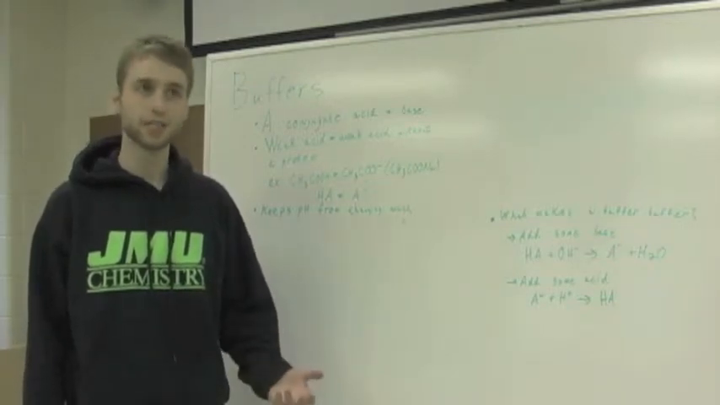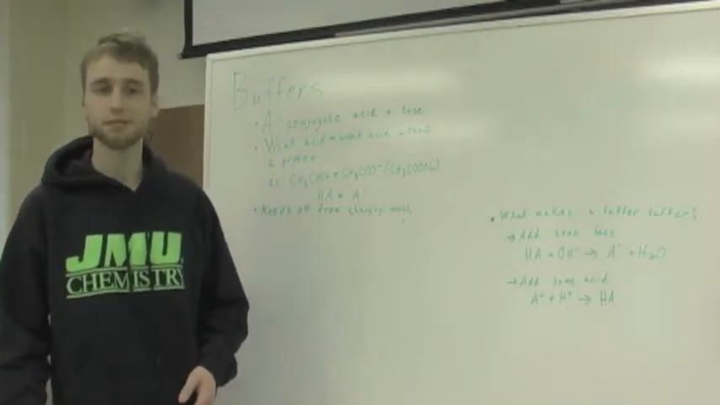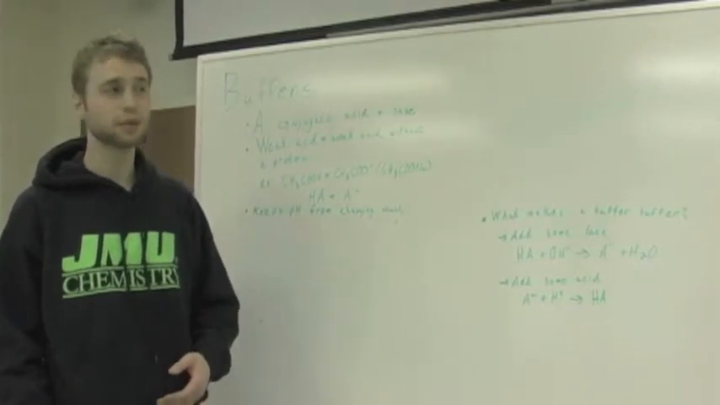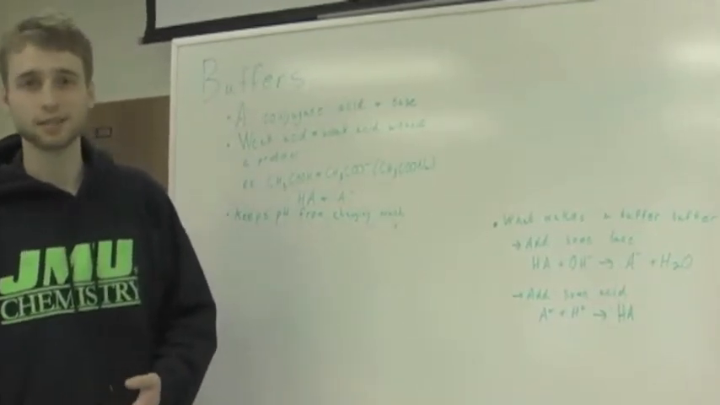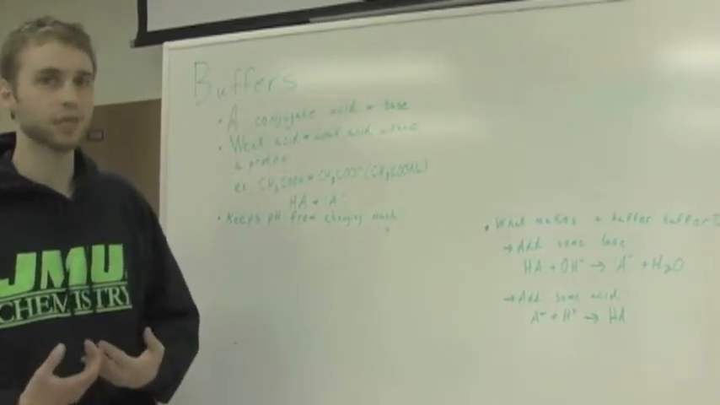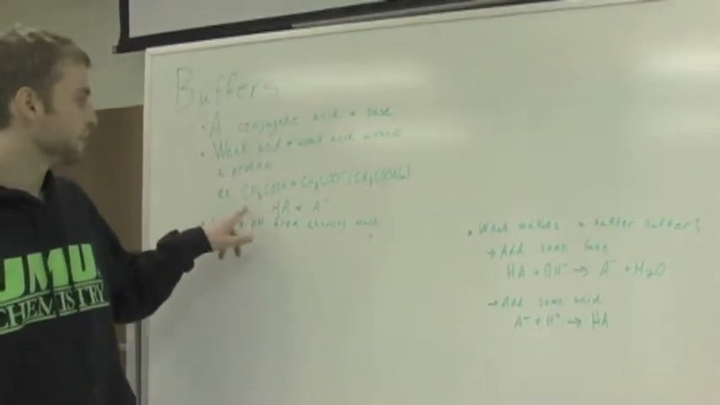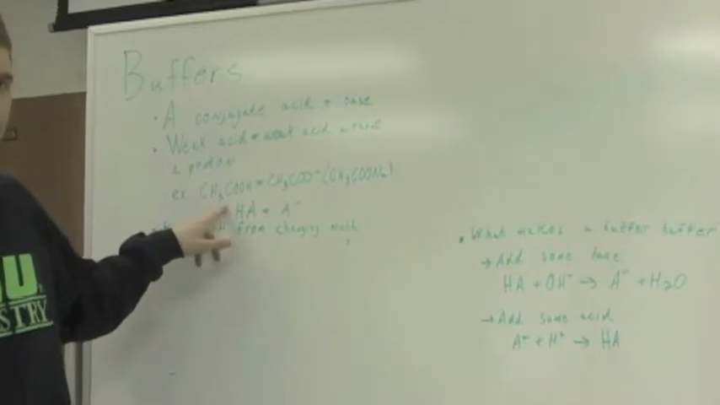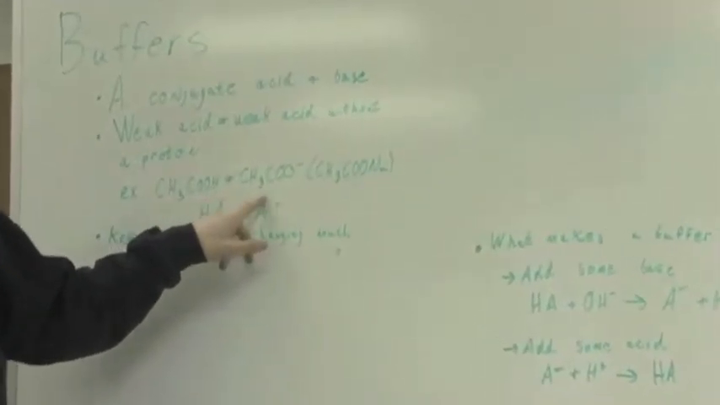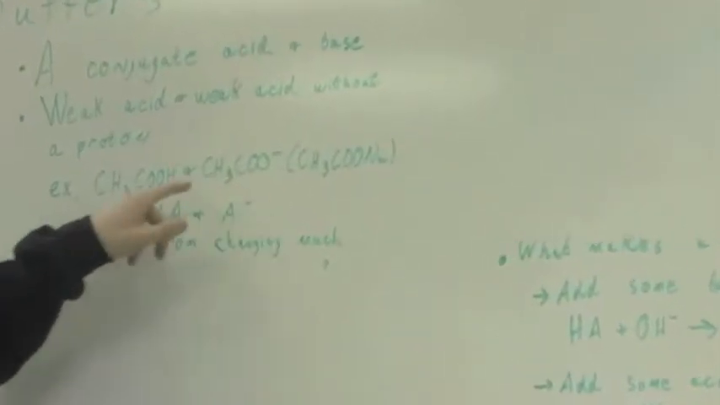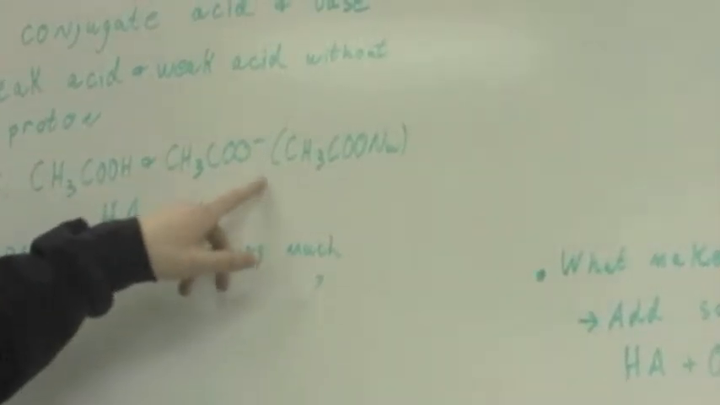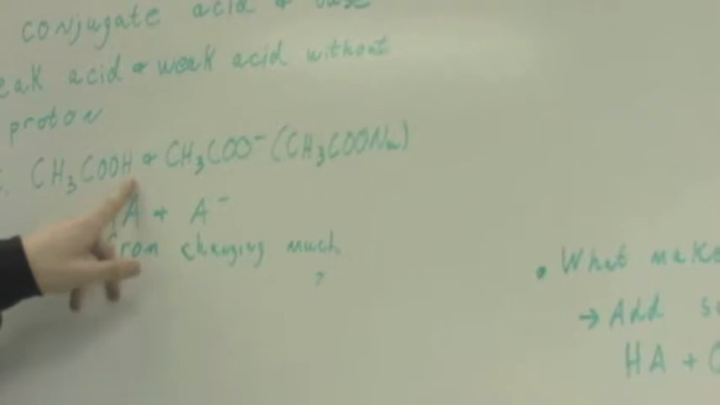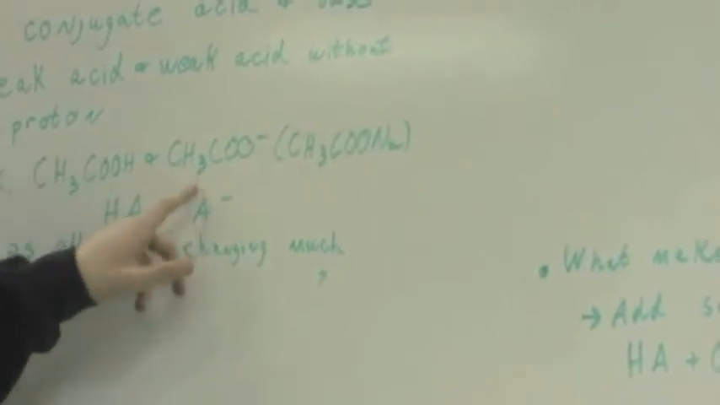Well, it's a conjugate acid and a conjugate base mixed together, which is another way of saying a weak acid and a weak acid that's lost its proton, all in the same beaker. So an example of this might be CH3COOH and CH3COO-. See how the proton is here and how it's missing on this side. This is the conjugate acid, and this is our conjugate base.